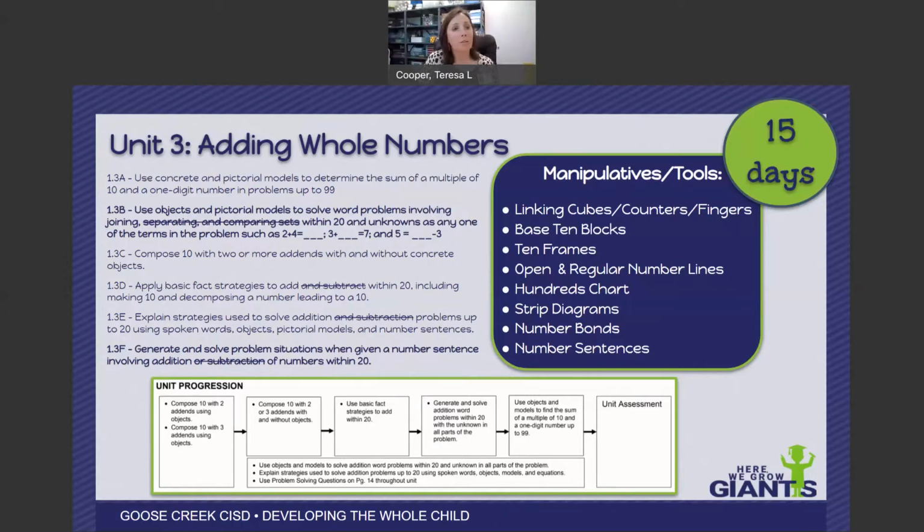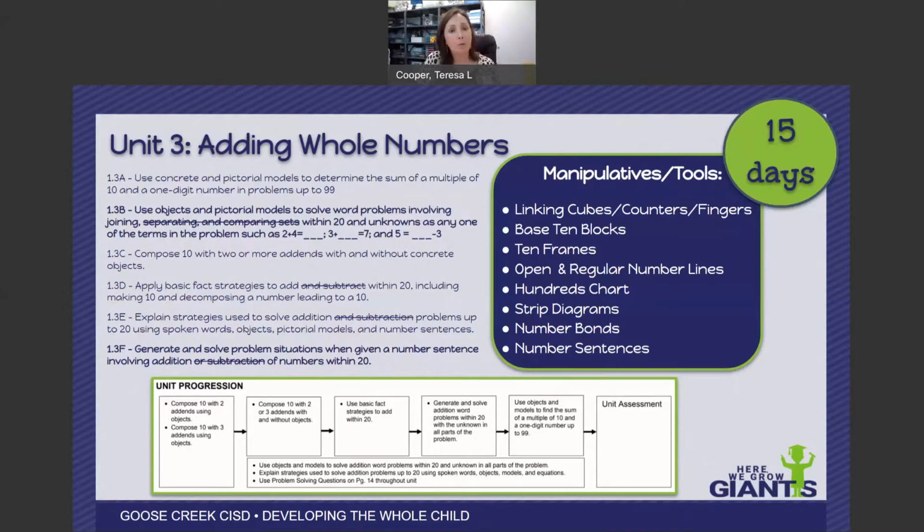1.3e, this is where we get our kids talking, where we're explaining our strategies used to solve addition only right now problems, but using spoken words, objects, pictorial models, and number sentences. And then lastly, our other readiness TEK is our generate and solve problem situations. Now notice in first grade, when you're given a number sense involving for this unit addition up to 20. And I've given you the unit progression here as well that we're going to look at.